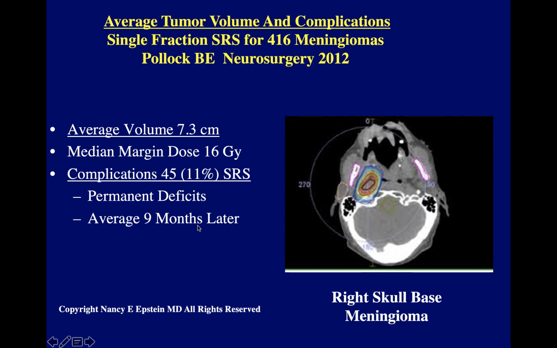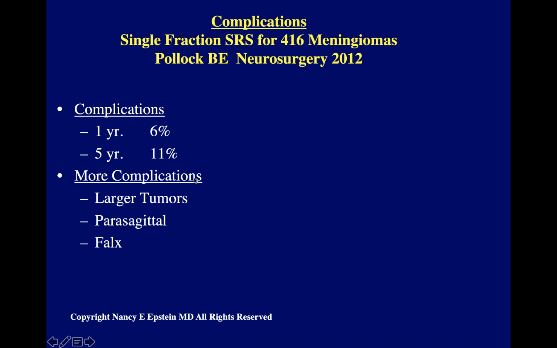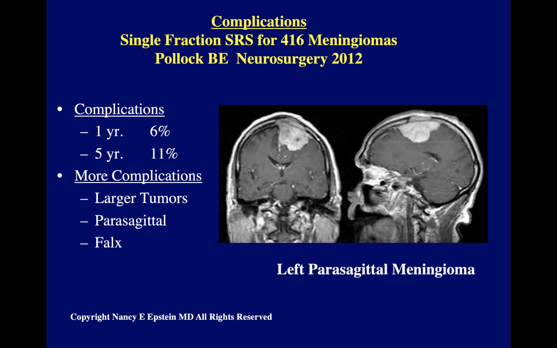following treatment. And here's an example of a right skull base meningioma with a treatment plan superimposed. Complications in Pollock series 2012 at 1 year, 6%, at 5 years, 11%, and more complications, as anticipated, were seen for the parasagittal and falcine lesions, and here shown on the right of the slide is a left parasagittal meningioma extending densely into the falx and the superior sagittal sinus.